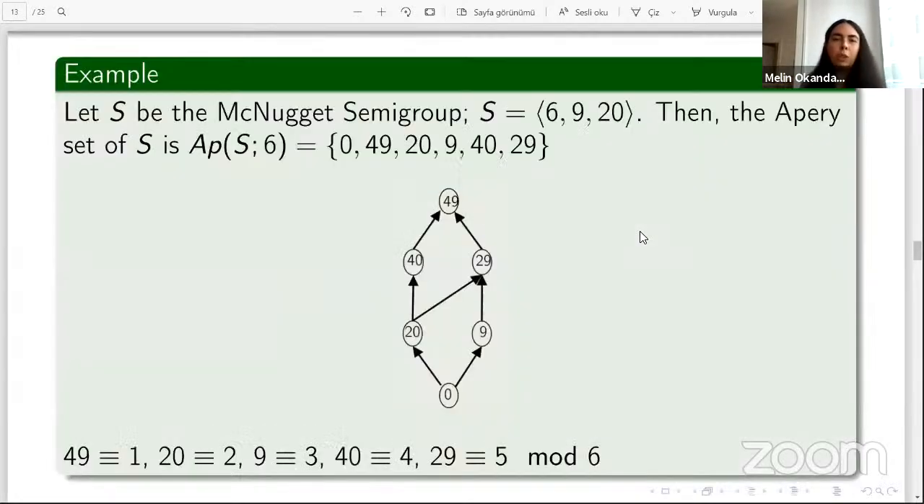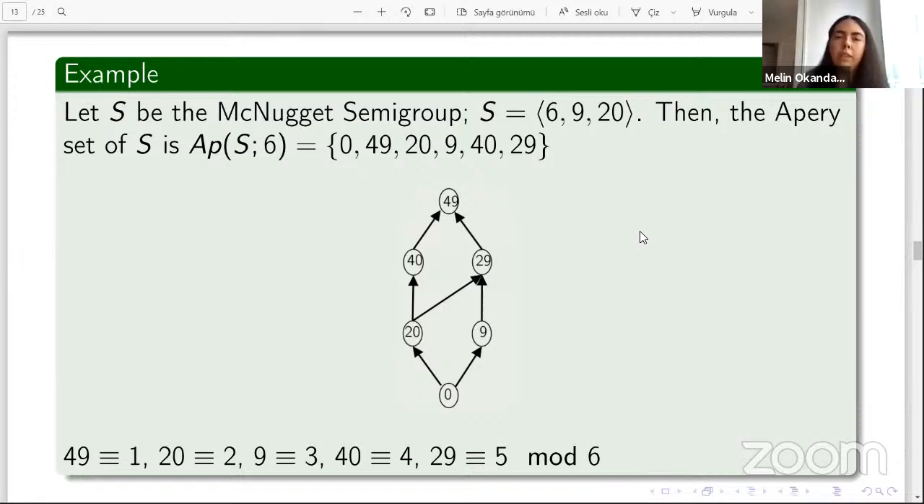Well, okay, so much work. So let's look at an example to understand. Again, consider the numerical semigroup generated by 6, 9, and 20 as before. Let's assume we know the Apéry set. It is given to us. Well, this can be obtained by a number of calculations. It's not that hard. This is the collection of elements 0, 49, 20, 9, 40, and 29.